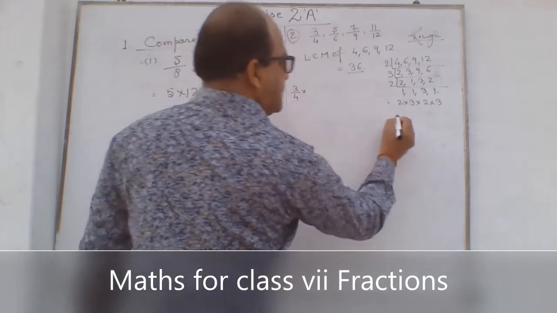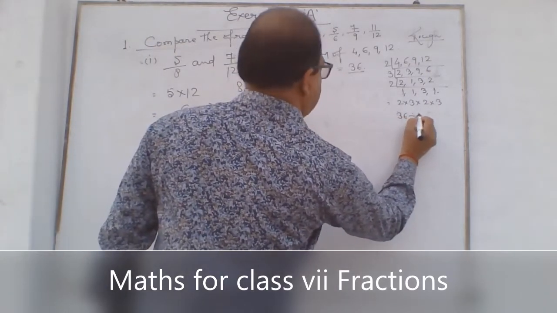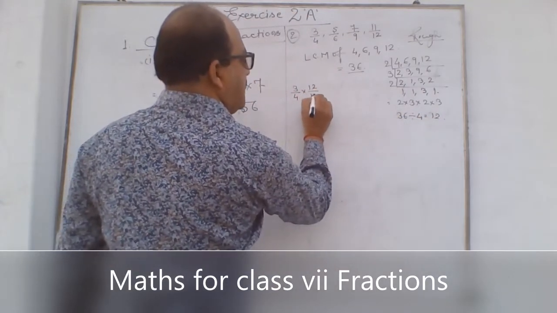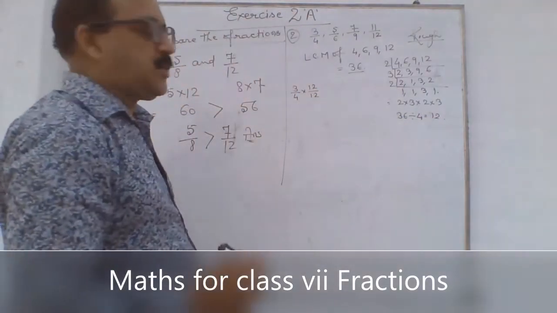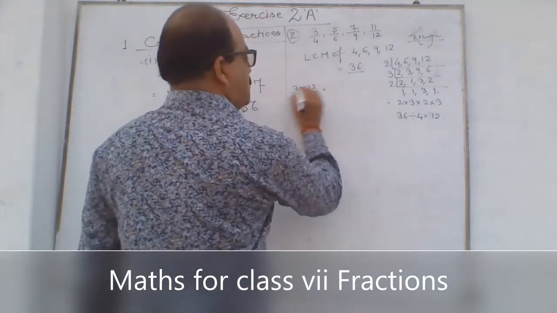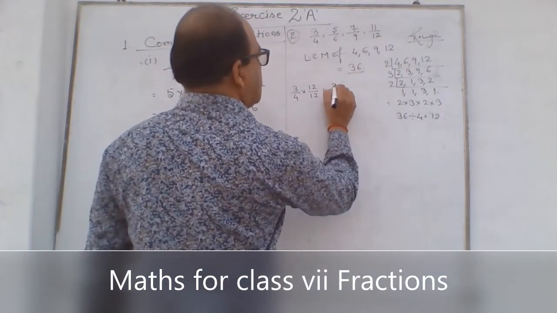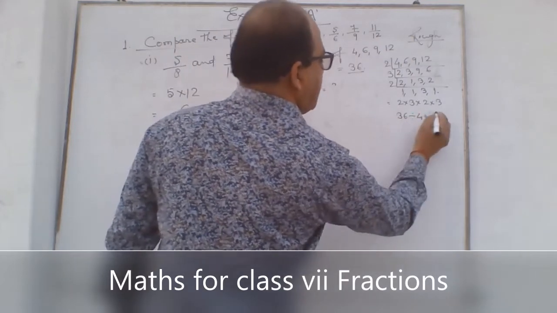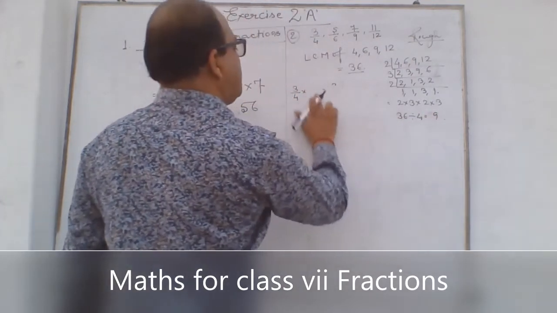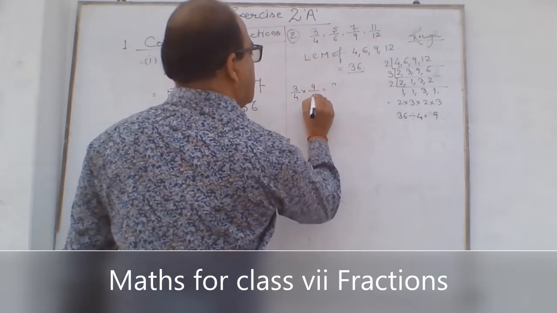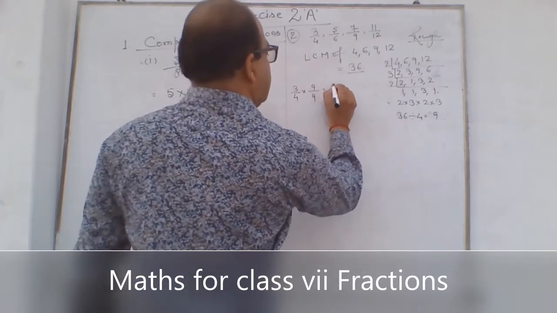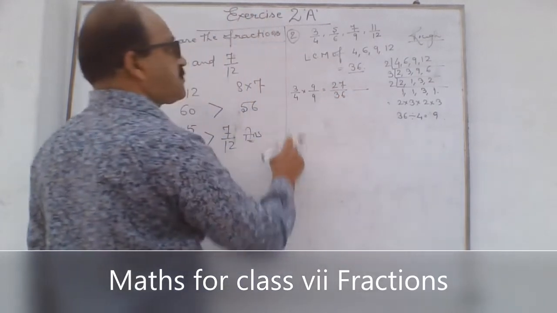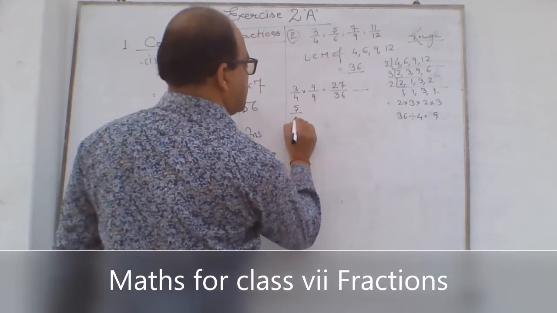36 divided by 4, we get 9. And we have to multiply both the numerator and denominator by 9. So 9 3s are 27 by 36. This one done. Again 5 by 6.